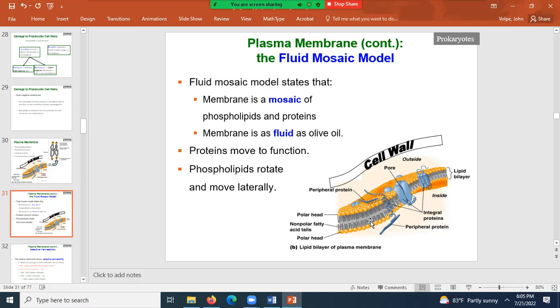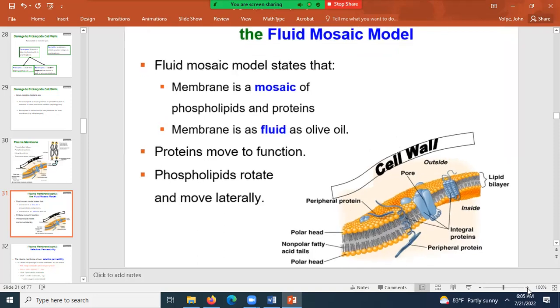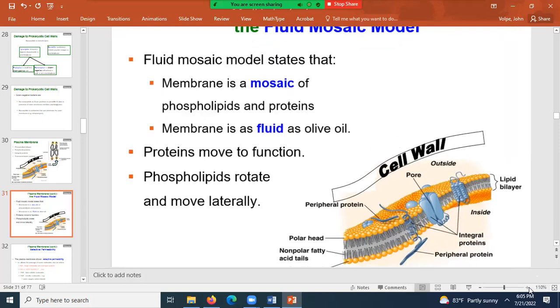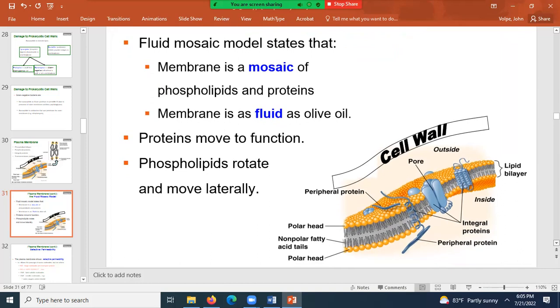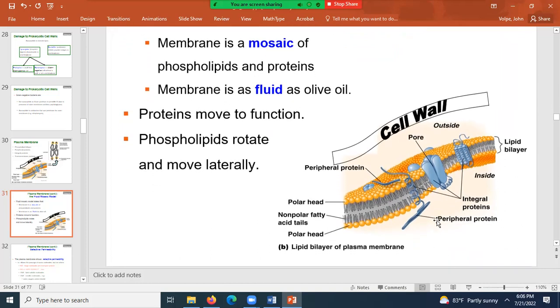Well, we have proteins in the cell membrane which also move about. The only proteins that are fixed in place are the proteins which are either bound to the intracellular matrix, in which case, let's say this was bound to the intracellular matrix. If it's bound to the intracellular matrix, then this protein is fixed in place and it'll stay there.